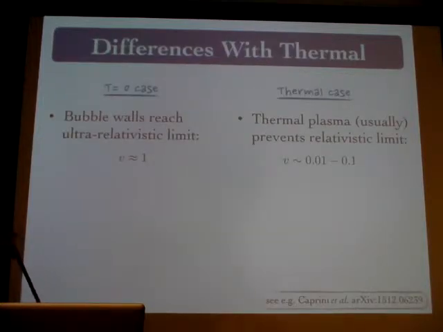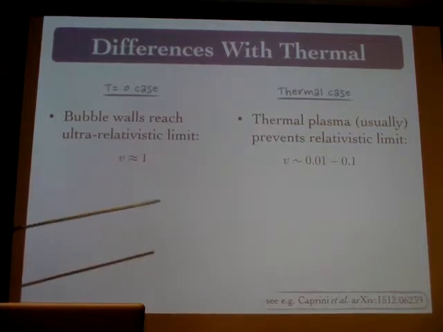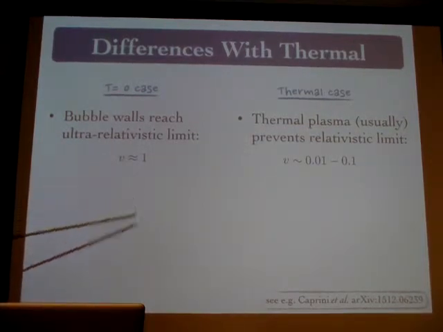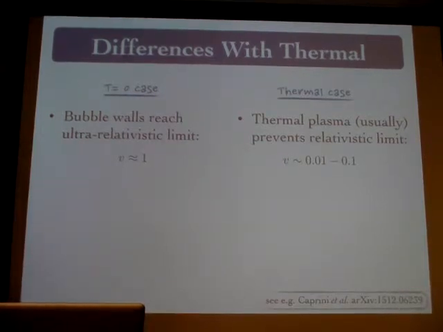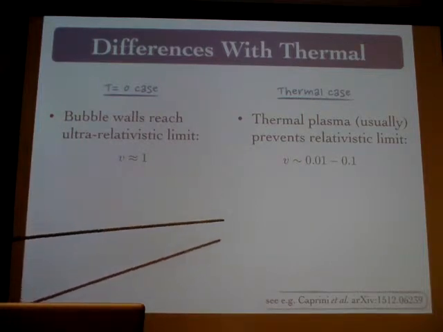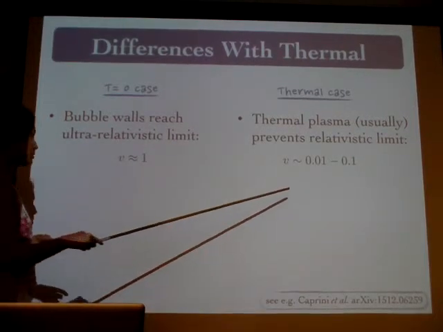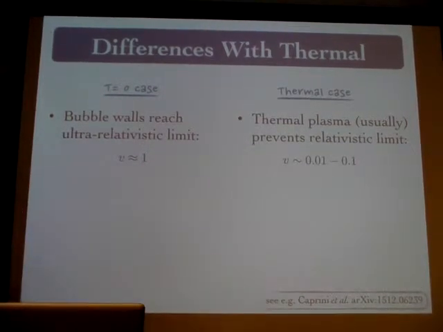Let me emphasize some differences compared with a thermal first-order phase transition case. In this zero temperature case, the bubble walls reach this ultra-relativistic limit. In the thermal case, however, you have a whole thermal plasma outside the bubbles that is interacting with them. What typically happens is that this thermal plasma slows down the expansion, and it's much harder for the bubble walls to expand so fast. So typically what you find in these cases are velocities of order 0.1 or 10 to the minus 2 the speed of light.